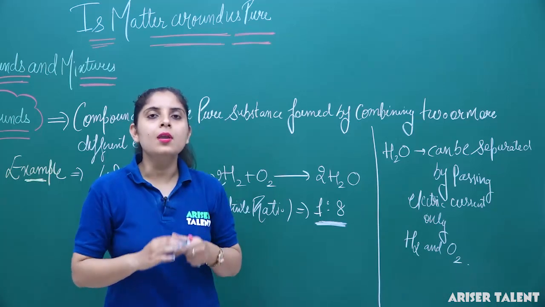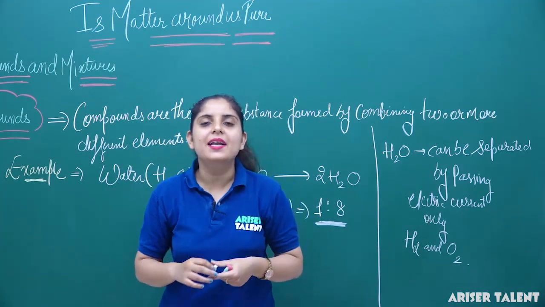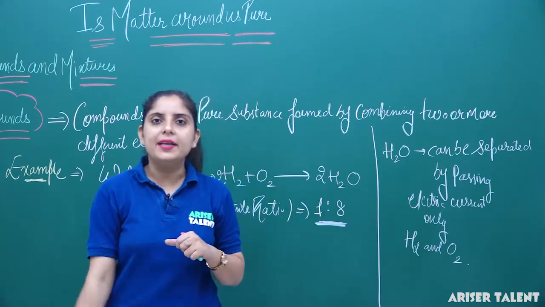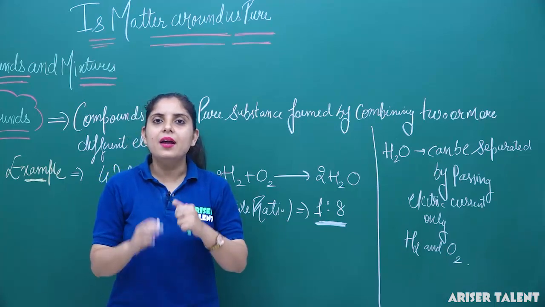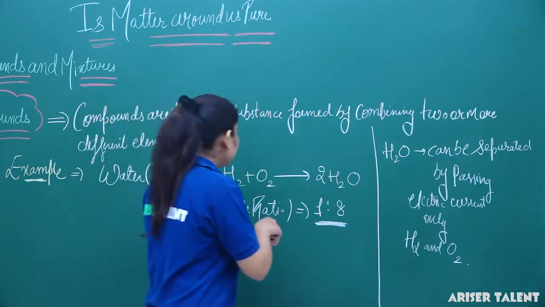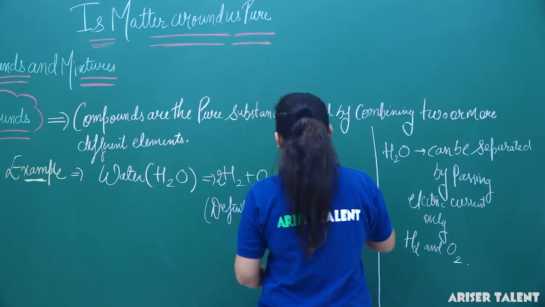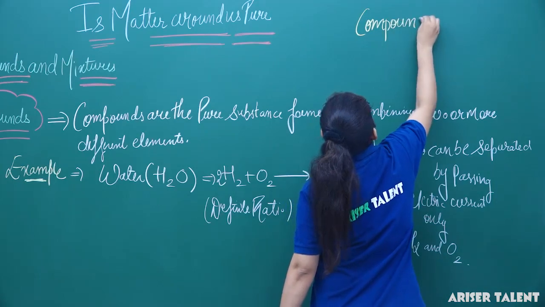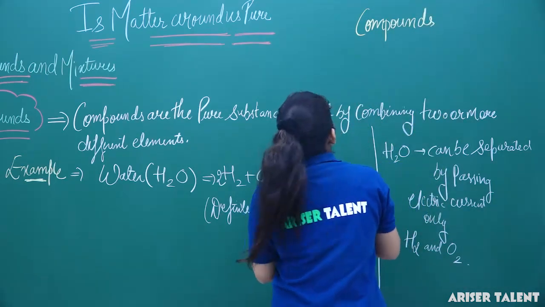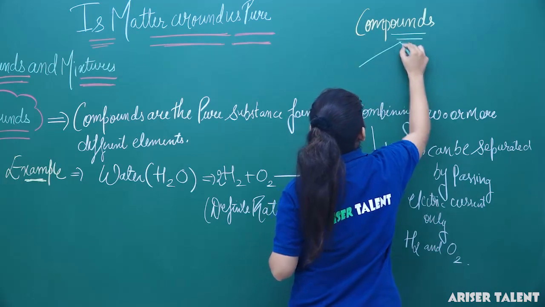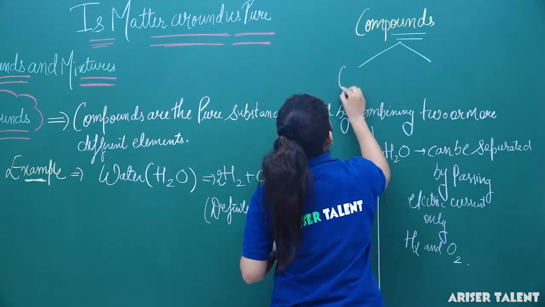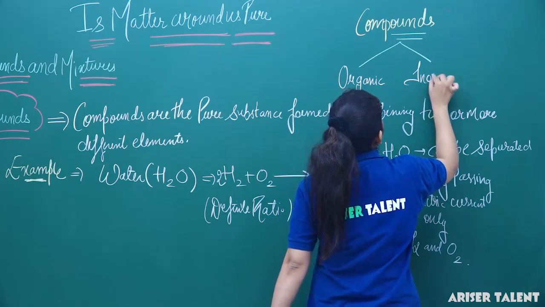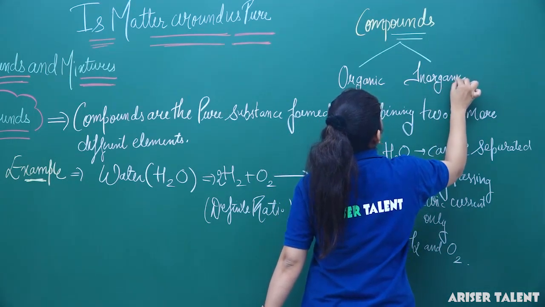After the discussion of compounds, we have the next category, the types of compounds. Compounds are classified into two categories, the organic one and the inorganic one.